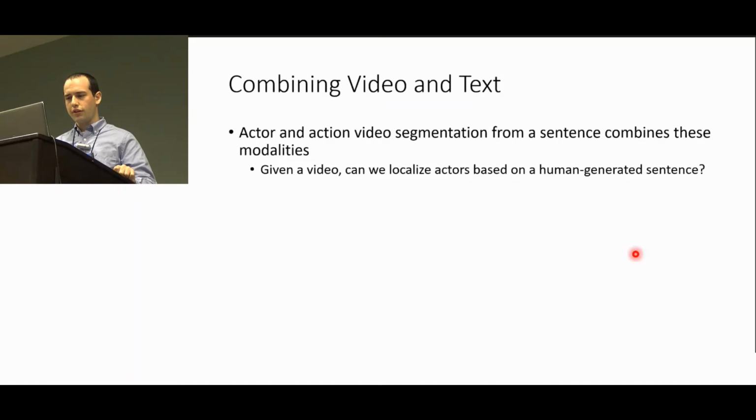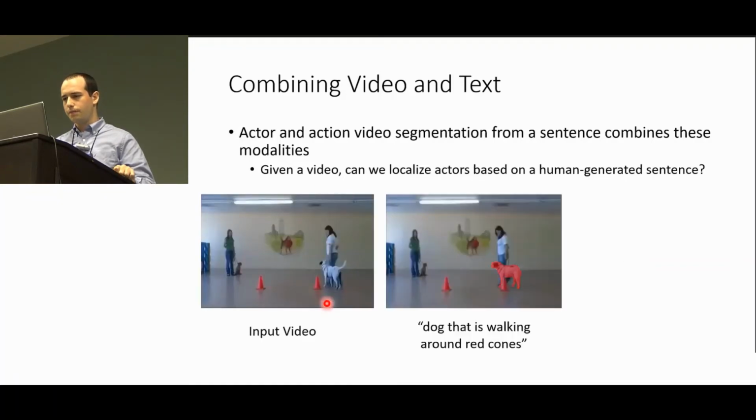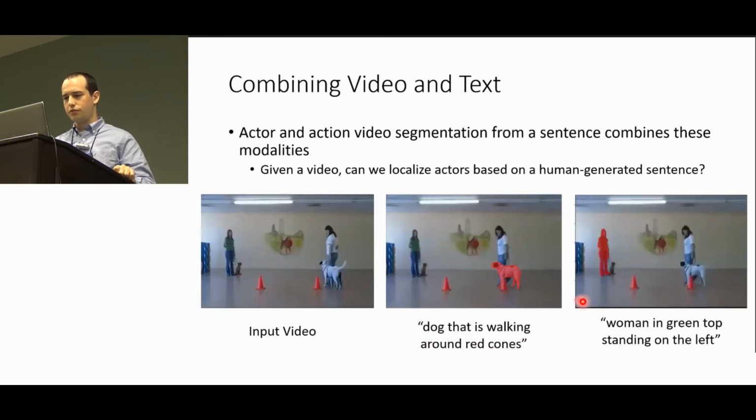So one task in computer vision is actor-action segmentation from a sentence. Given a video, let's say this is our input video, we want to segment an actor based on some textual query. So for the query "the dog is walking around the red cones," we would segment this dog here. And if we give it a different textual query, "a woman in the green top standing on the left," we would segment this woman on the left.